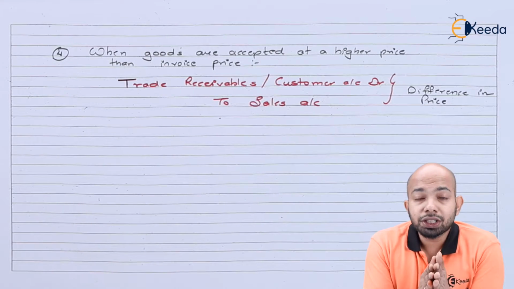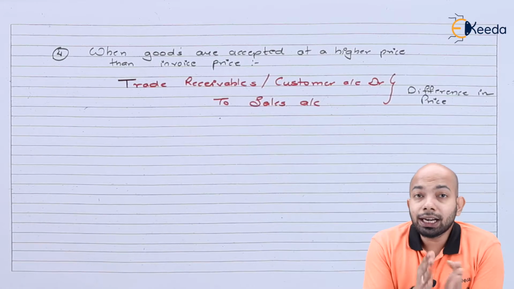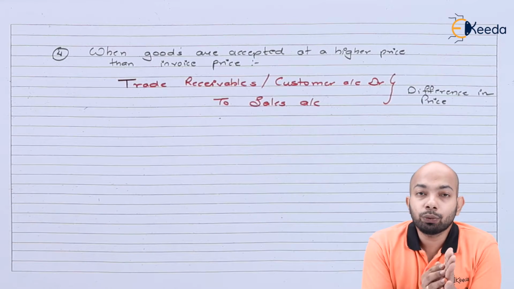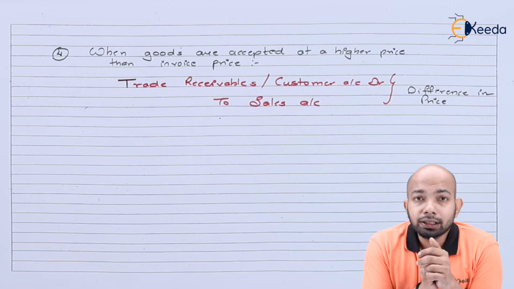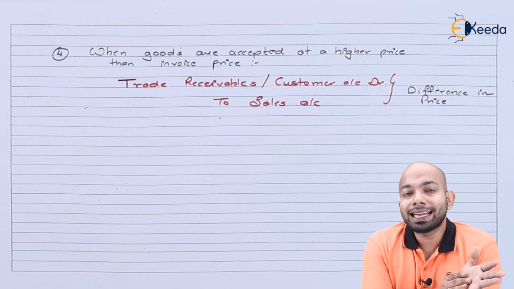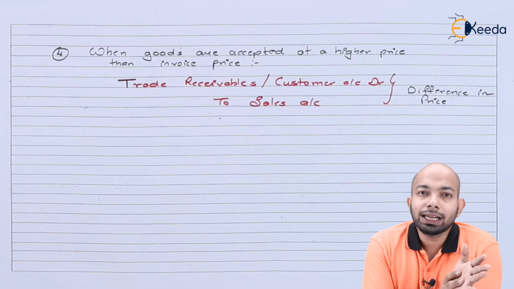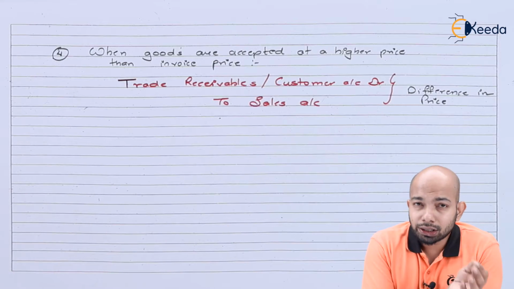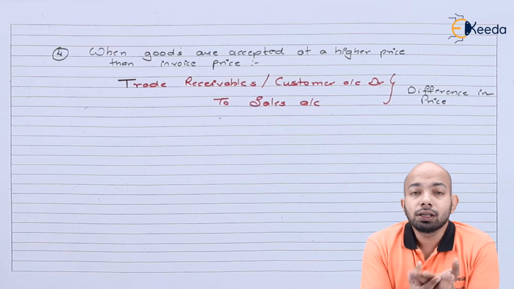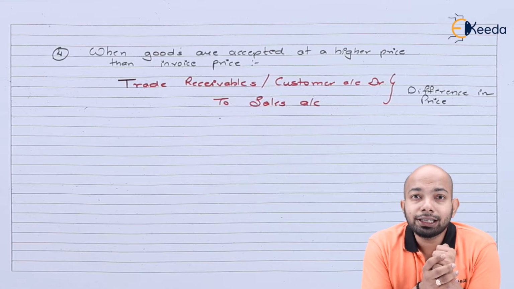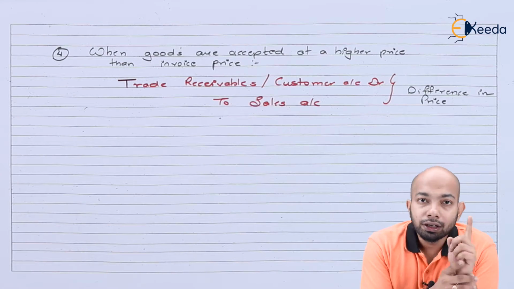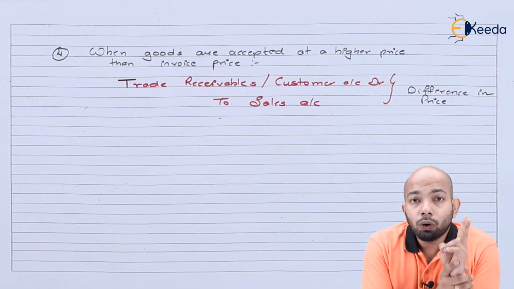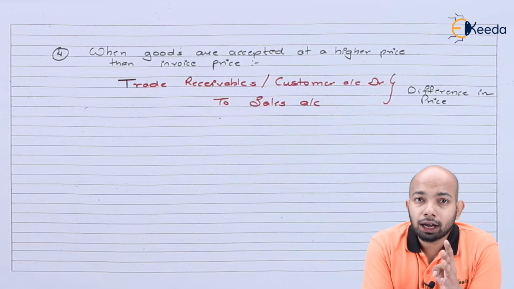Now the fourth situation is where the goods are accepted at a price which is higher than the invoice price. For example, the invoice price was 100 rupees. However, the goods have been accepted by the end user at a price like 120. So in such a situation, what entry do you pass? You pass the exact same entry that was passed in the first instance, rather the first entry itself. Trade receivables account debit or customers account debit to sales account.